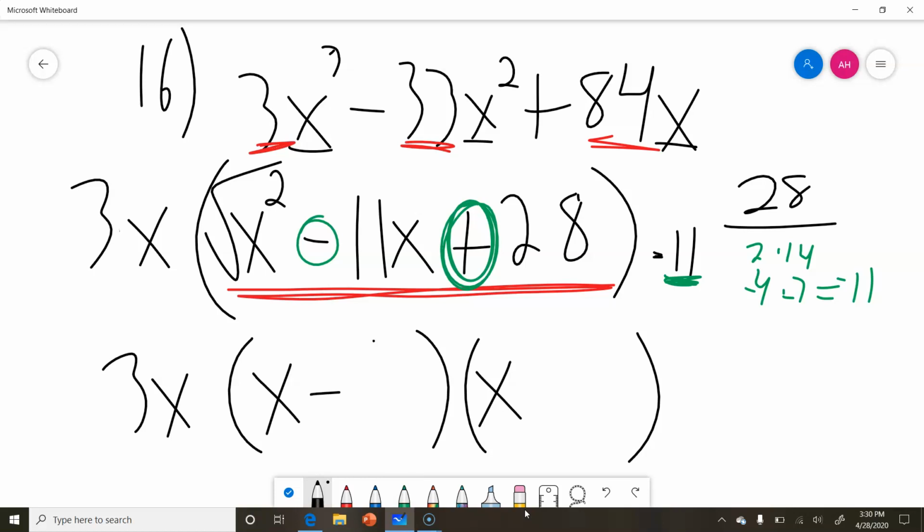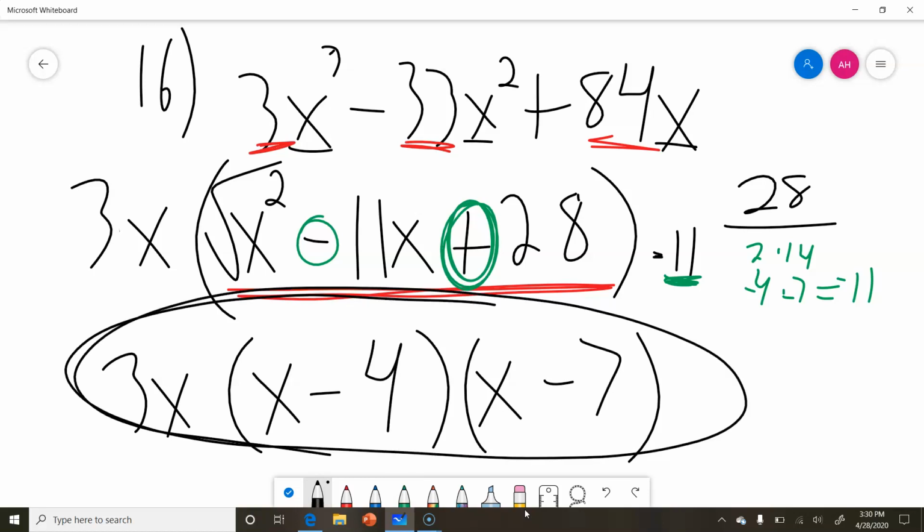I just have to come down here and write negative 4 and negative 7. There's my final answer: 3x times x minus 4 times x minus 7. Okay, now let's do another hard one. We'll skip down here to number 26.